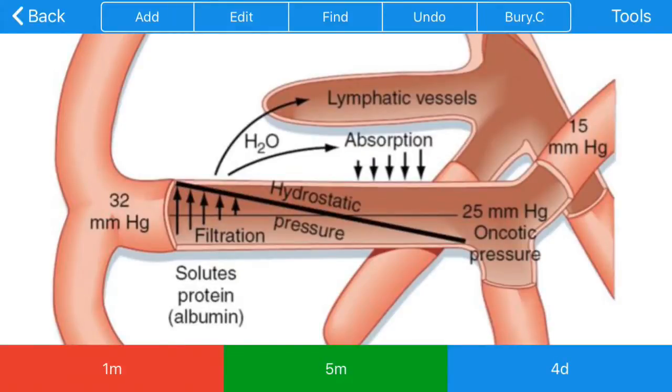So it filters when the hydrostatic pressure is higher, and as it filters out, two things happen. One, the pi C increases because the blood gets more concentrated. And then two, the hydrostatic pressure falls because there's more friction, and it fans out into more and more finer capillaries, presumably. So then it can reabsorb. The other thing that can happen is it can go into lymph.